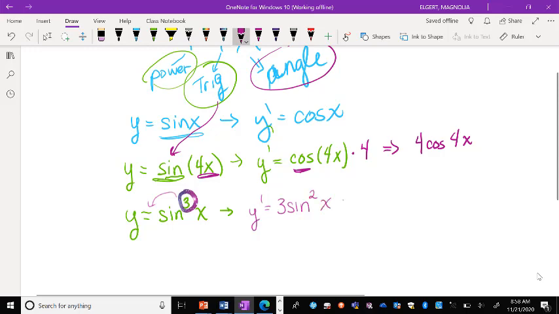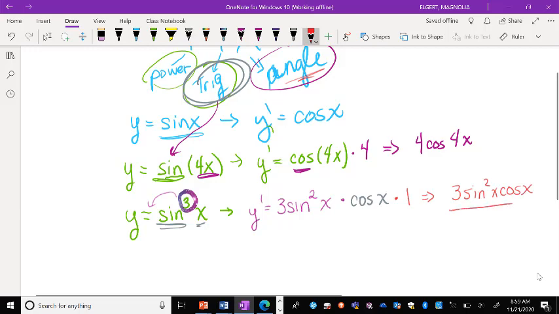So we did the power. Now we have to multiply by the derivative of the trig function. So now we do the trig function next. So the trig function is sine. So the derivative of sine is cosine of the angle, which is x. And then we multiply by the derivative of the angle. So the angle is x. So the derivative of x is just 1. So when I rewrite all that, I get 3 sine squared x cosine of x. And that is your derivative.